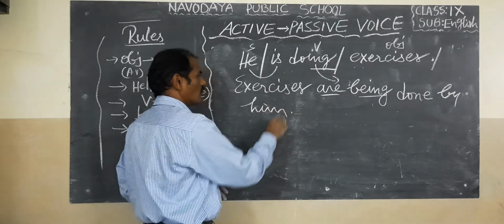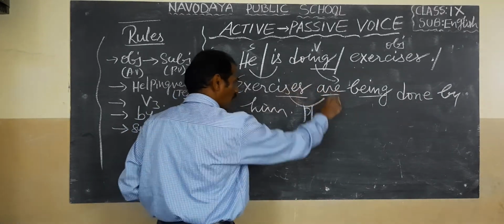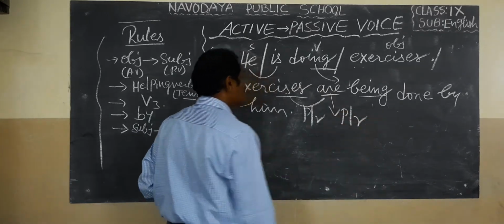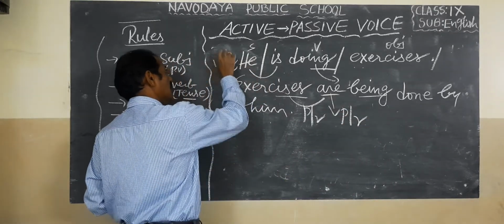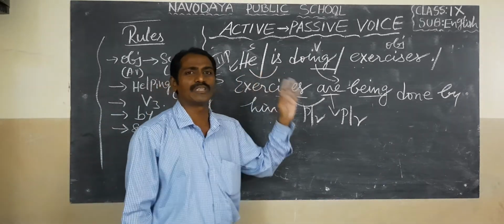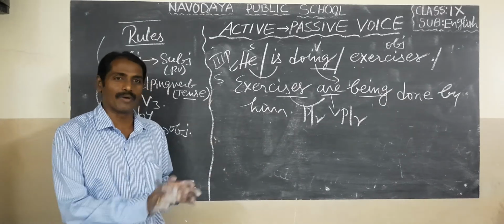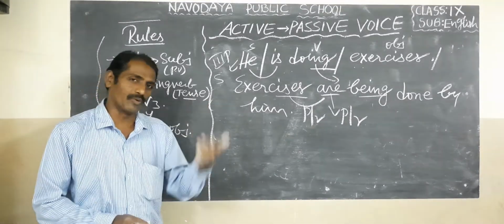So you may have a doubt: why have we written are? Because the subject is plural, so it should be are. He is third person singular. So this is the way of practicing grammar, especially active and passive voice, children.